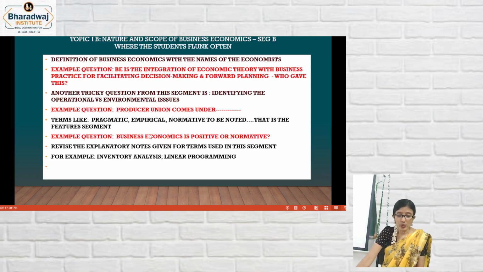Now, look at this question. Business economics is positive or normative? Normative. Correct, normative. Now revise the explanatory notes given for terms used in this segment. In business economics, with examples we have discussed, one example is inventory analysis, linear programming. All these terms come under examples. So you have to revise this chapter. After this break, you have a small class exercise using all this. We will do that.